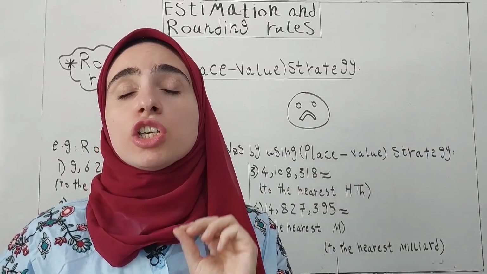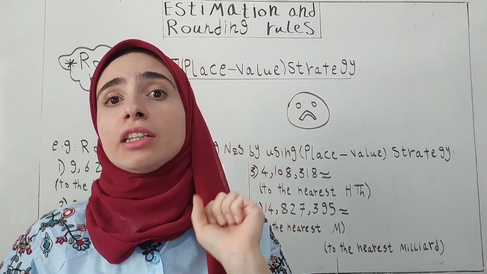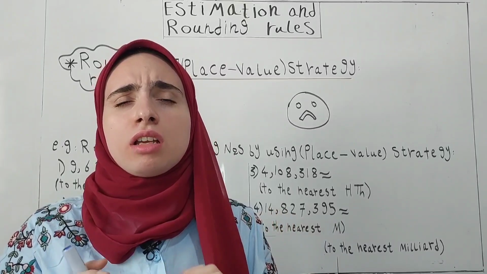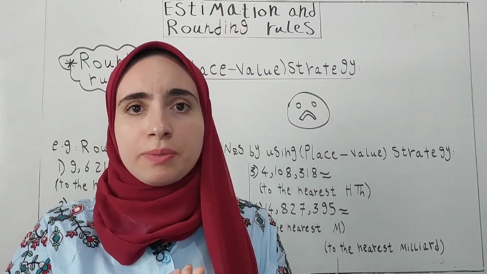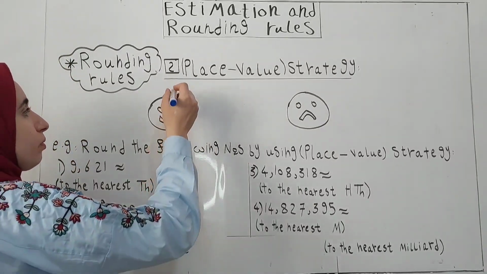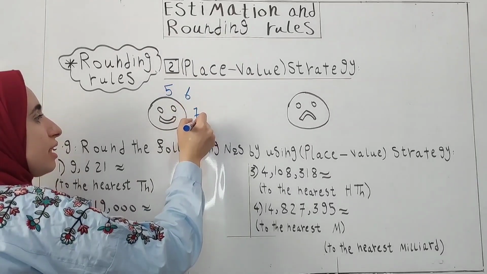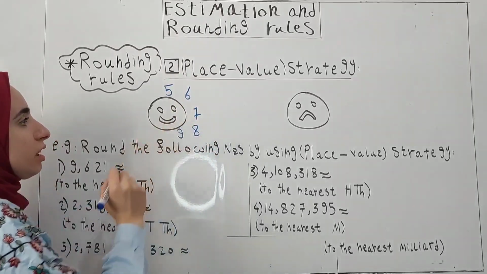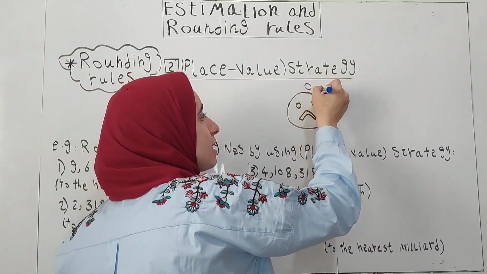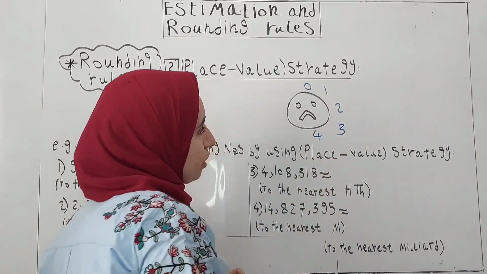The second strategy is called the place value strategy. We have two kinds of numbers, happy or rich numbers and sad or poor numbers. The happy numbers are given by 5, 6, 7, 8, and 9. And sad or poor numbers are given by 0, 1, 2, 3, and 4.